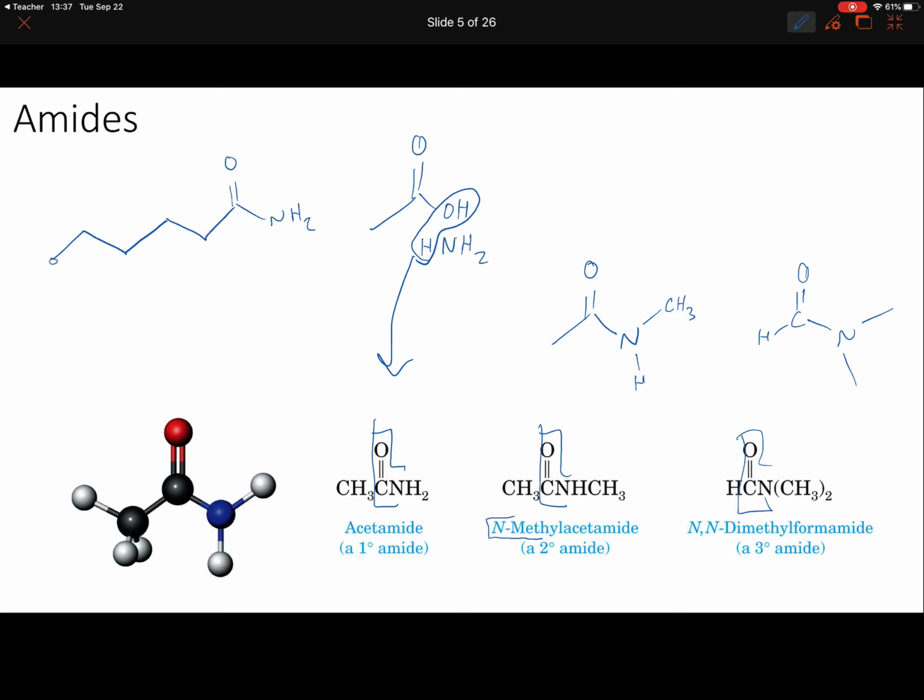So this is 1, 2, 3, 4, 5, 6 carbons long. So the acid would have been hexanoic acid, but it's an amide, so it's hexanamide. Hexanoic acid, hexanamide. Okay.